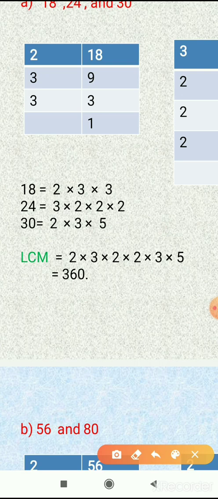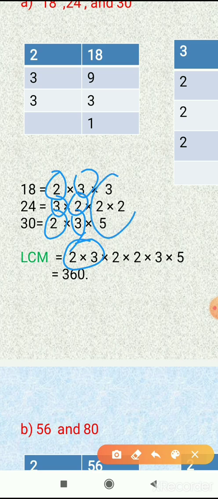Look here students. First common factor is 2. So we have written. Then next common factor is 3. So 2 and 3 are the common factors and remaining are the uncommon factors. These are the uncommon factors.